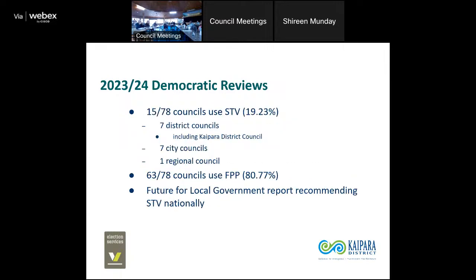There are 15 out of 78 councils that currently use STV. That's about 20% of the country's councils. There are 7 district councils, including this one, 7 city councils and 1 regional council. Those using FPP are 63, which is about 80%. So it's about 80-20 currently.